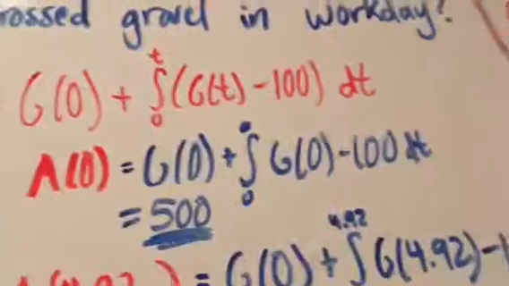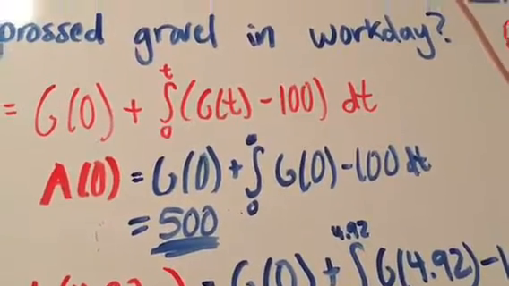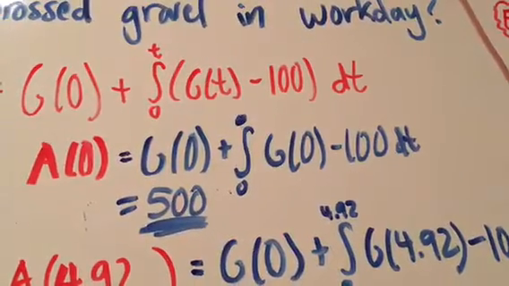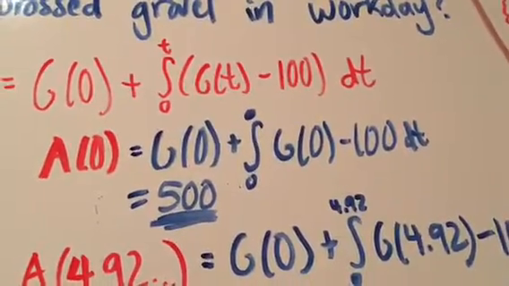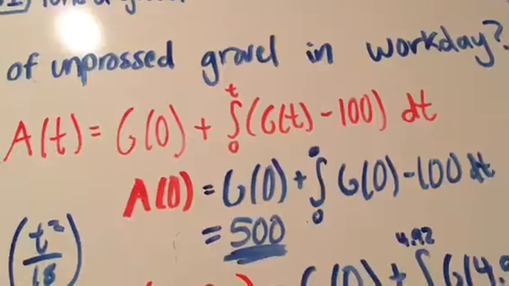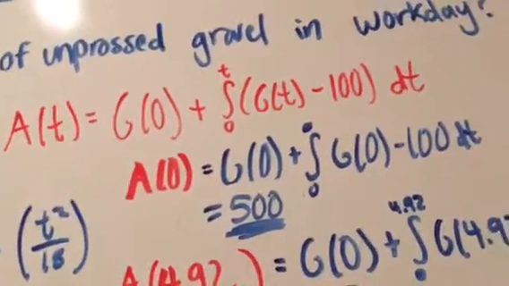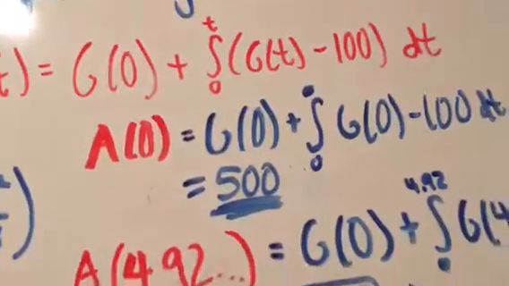Okay, so first of all, A of 0. This one's pretty easy because we already know that G of 0 is 500, as given in the question, and then the integral in this time is 0 because we haven't been processing any gravel yet. So that adds up to 500.